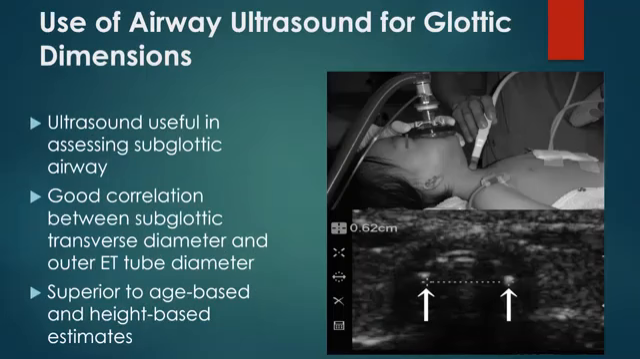Well, a couple of the really high utility uses for airway ultrasound is typically trying to assess the subglottic airway, especially in children. As you know, the glottic opening is not necessarily the most narrow portion of the child's airway. It is actually the subglottic region.